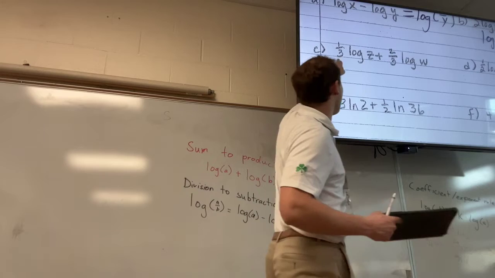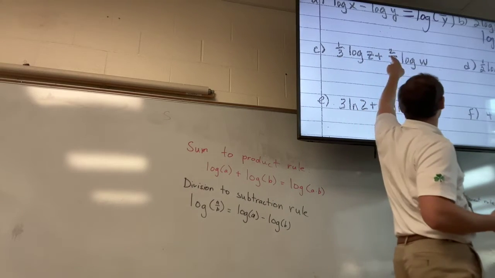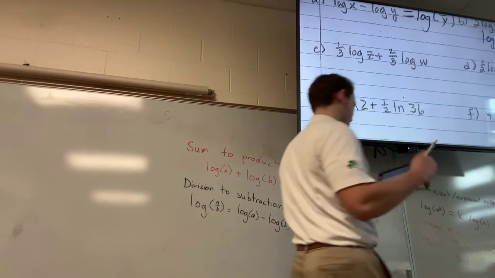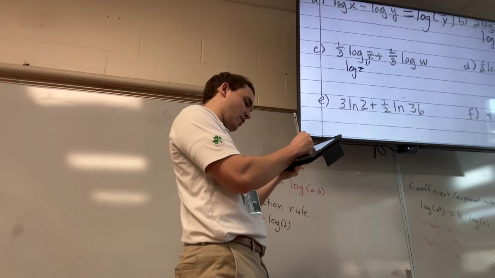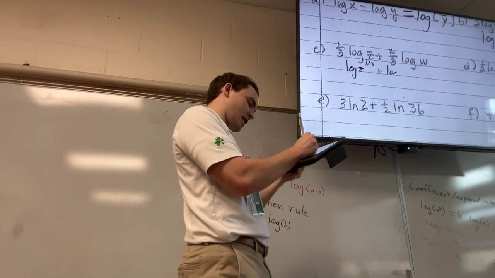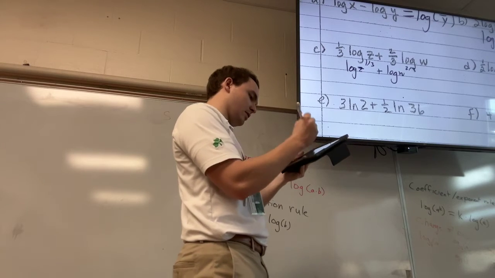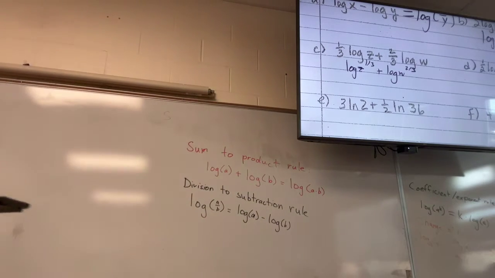So I'm going to take this 1/3, stick it in here, 2/3 goes in there. So log of z to the 1/3 plus log of w to the 2/3. That's what it becomes. And then last step, the sum to product rule: log of z to the 1/3 times w to the 2/3. That's my final answer.